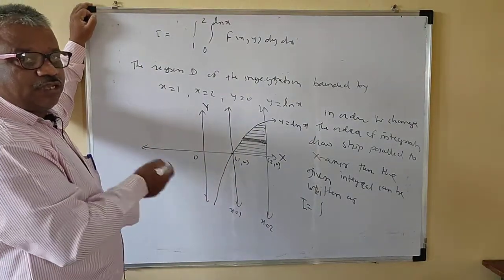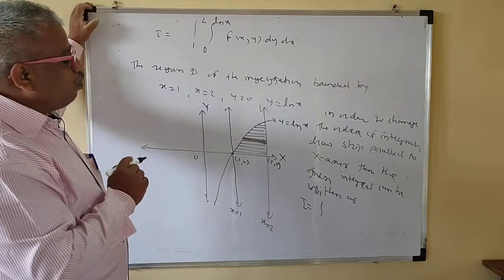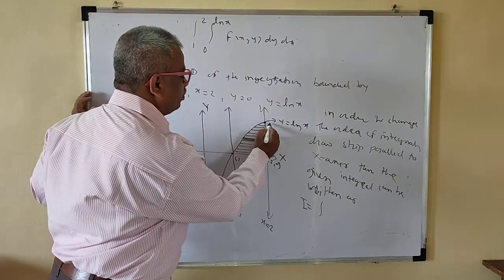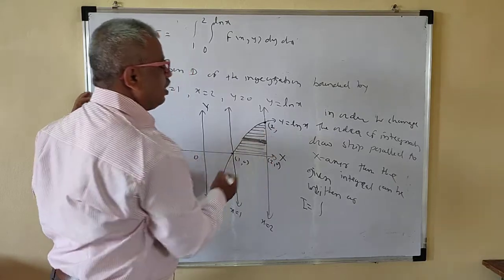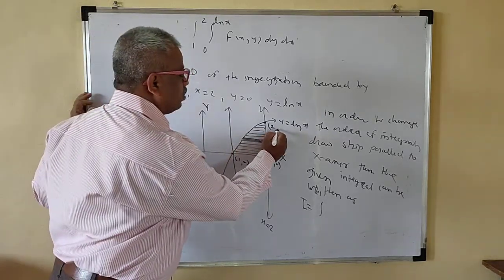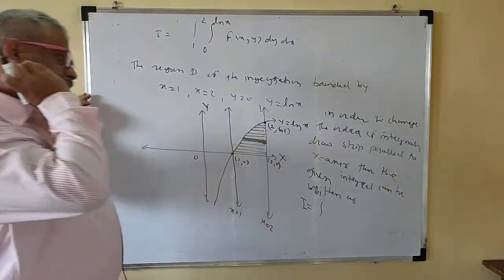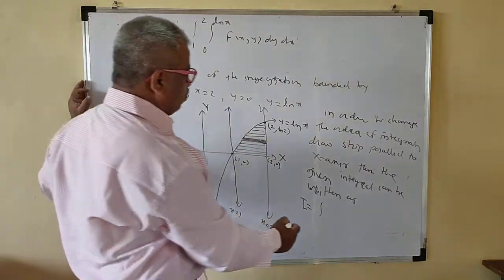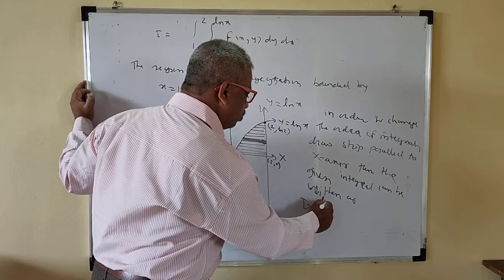So our strip is parallel to x axis. We have to write limits of y first. Here you need to find this point. So your x is 2 here everywhere. If x is 2, then this is what? ln 2. Okay. So now your limits of y are 0 to ln 2.